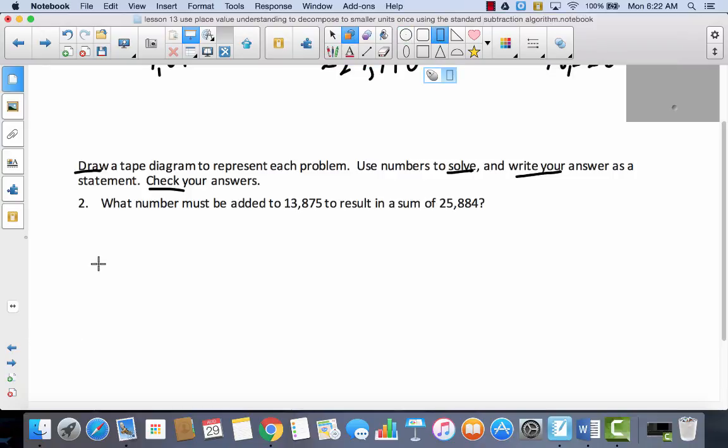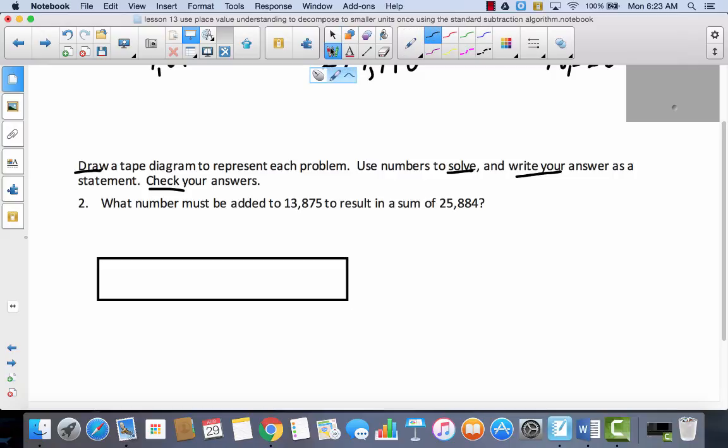Now I'm going to use this tool here because I have a hard time drawing a nice box with my pen. All right, so now it says what number must be added to 13,875 to result in a sum of 25,885. So do we have a total? This will be our total, right? Because they're giving us this number, and I like to write inside the box. I know sometimes you'll see it written below the box. I like to just go ahead and write inside the box.